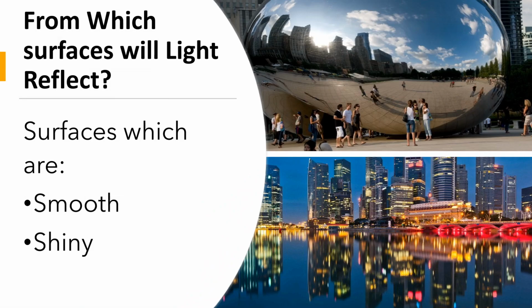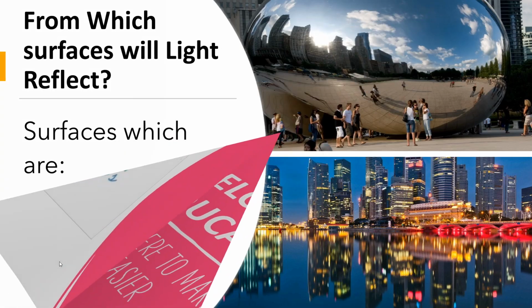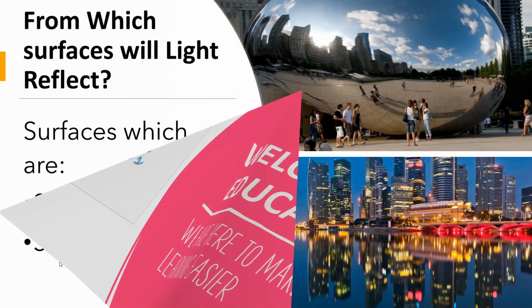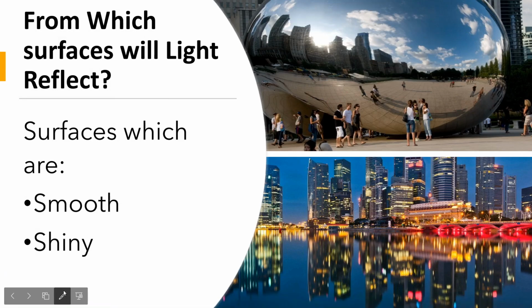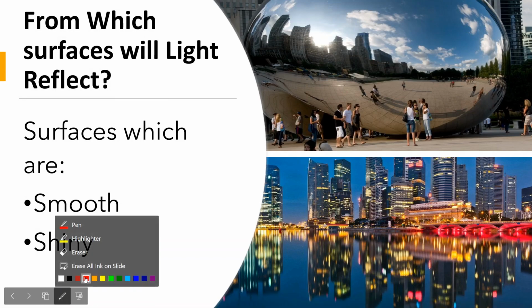Okay, in our previous parts, we discussed how light reflects, but from which surfaces will light reflect is the question. Light reflects from surfaces which are smooth and shiny. These are the surfaces from which light will reflect.